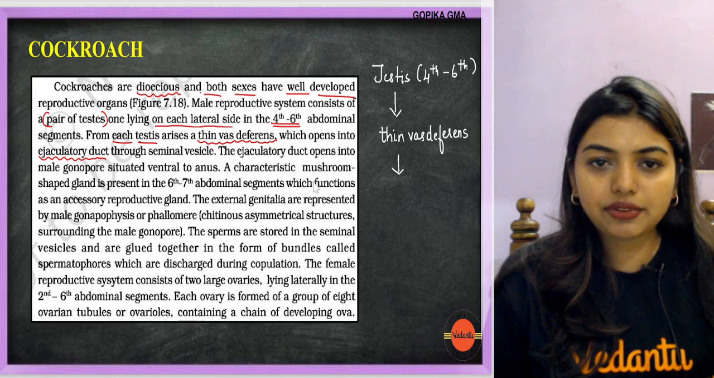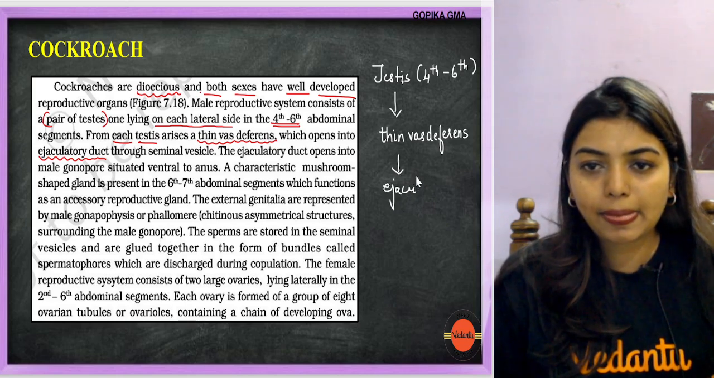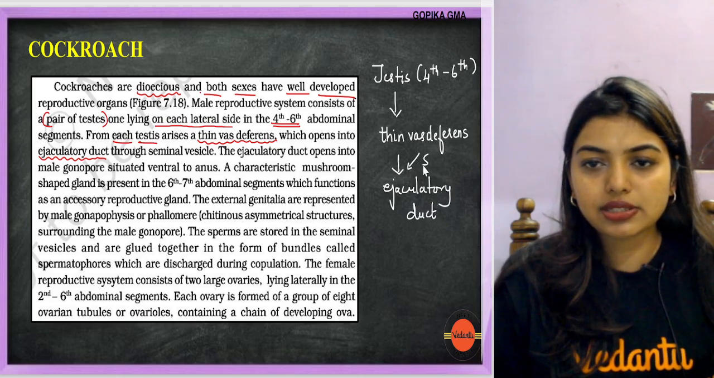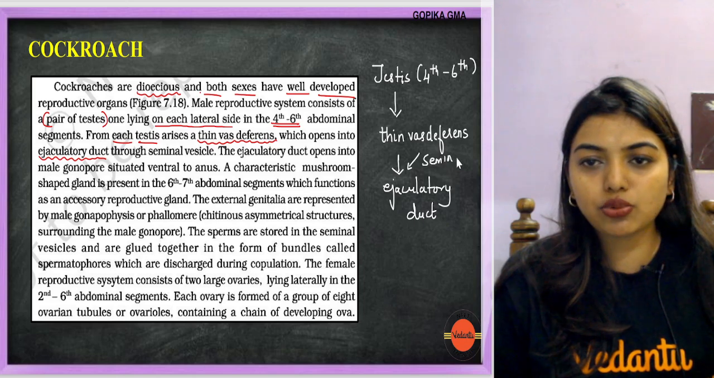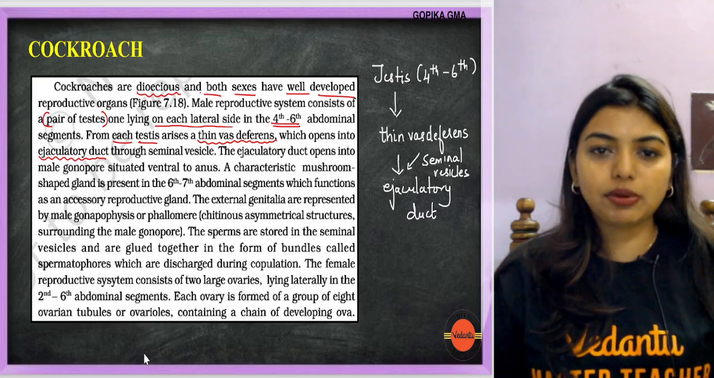From the vasa deferens, which opens into the ejaculatory duct, through the seminal vesicle. The seminal vesicle is the one that will store the sperm. Okay, S for vesicle, S for storage. The seminal vesicle is the one that is going to store the sperm.